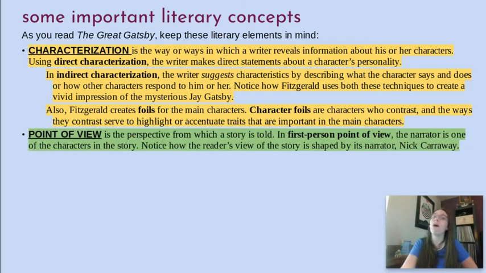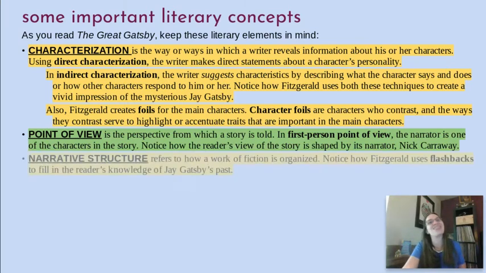Point of view was also in your learning intention. Remember that point of view is the perspective from which the story is told. This is told in first person point of view, and the narrator is a character in the story. So I want you to see how the story's events are shaped because of the fact that the narrator is the one telling us the stories. And of course, you have to think about credibility and reliability and all those exciting narrator conversations.